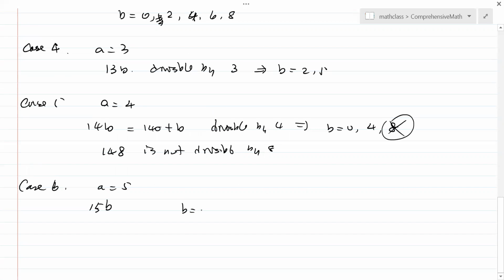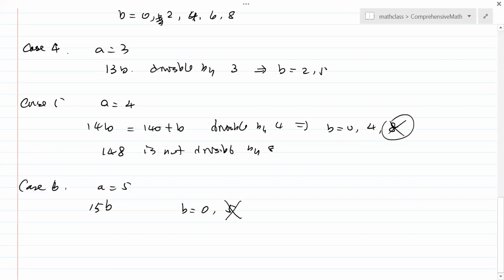Then B can be, let's see, there's only 2 possible cases here, but let's look at the 150. 150 is divisible by any of the non-zero digits, right? But the 150 is included. And the 155 is not included. That's why I have to exclude.